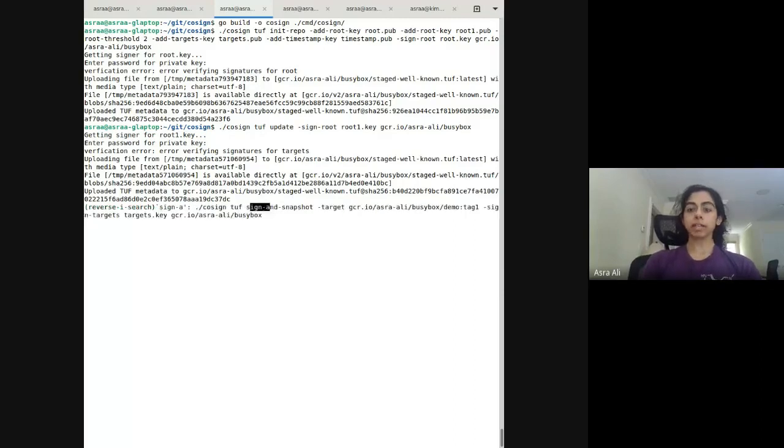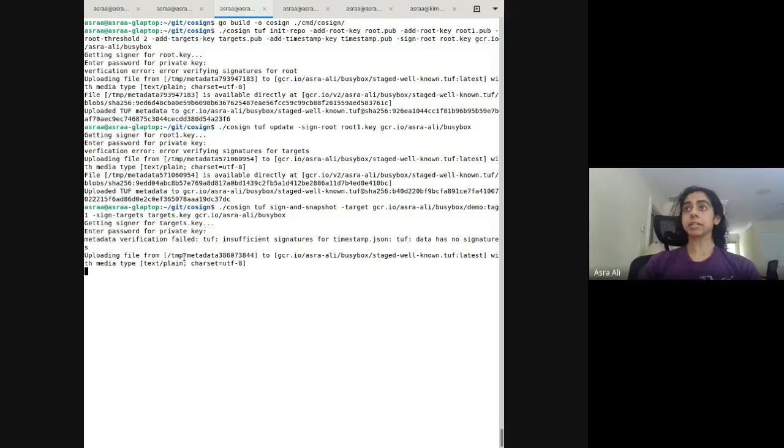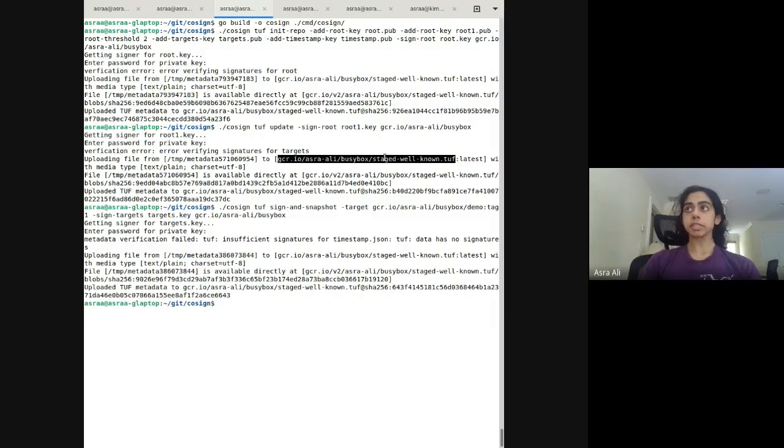What I can do to add a target is sign and snapshot. So I'll do a sign and snapshot, give it a target, and give it the target key. For simplicity, I don't have a separate snapshot key. That's something we can do later, but for simplicity we can have a simplified version. Now I've signed the targets and snapshotted, but my metadata verification still failed, and as you notice, I'm still uploading to stage. So I'm iterating on this stage thing, but I have insufficient signatures for my timestamp.